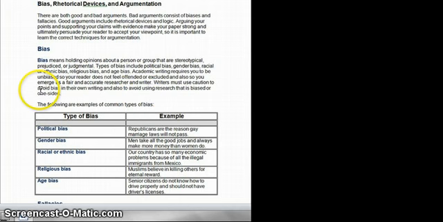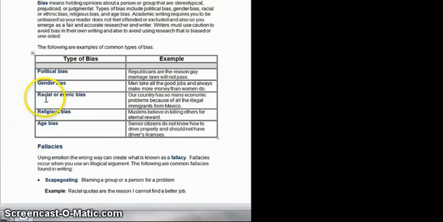Writers must use caution to avoid bias in their own writing and also to avoid using research that is biased or one-sided. And so the following examples are common types of bias. Political bias: Republicans are the reason gay marriage laws will not pass. Gender bias: Men take all the good jobs and always make more money than women do. Racial or ethnic bias: Our country has so many economic problems because of all the illegal immigrants from Mexico.